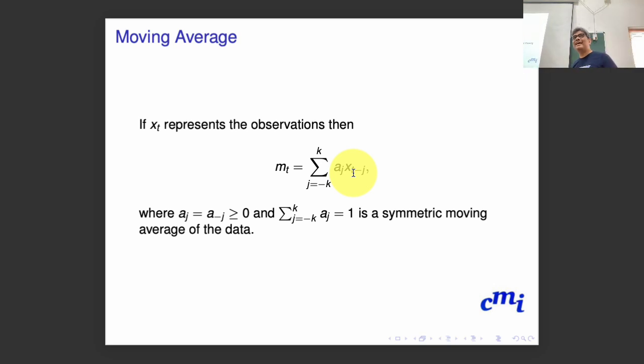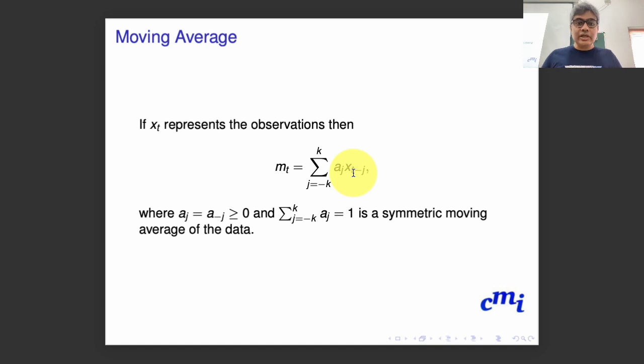So if you take k equal to 1, then you are using 3 observations, a window of 1. If you take k equal to 2, you are taking a window of 2, and your number of observations is 5. If you take k equal to 3, then you are taking a window of 3 and the number of observations is 7. Okay.